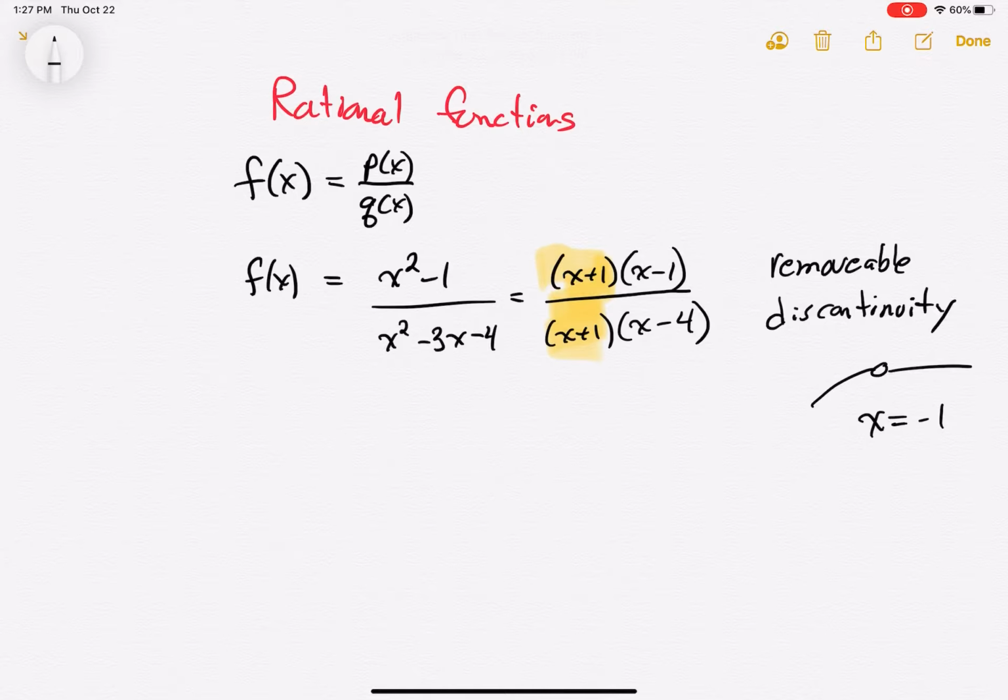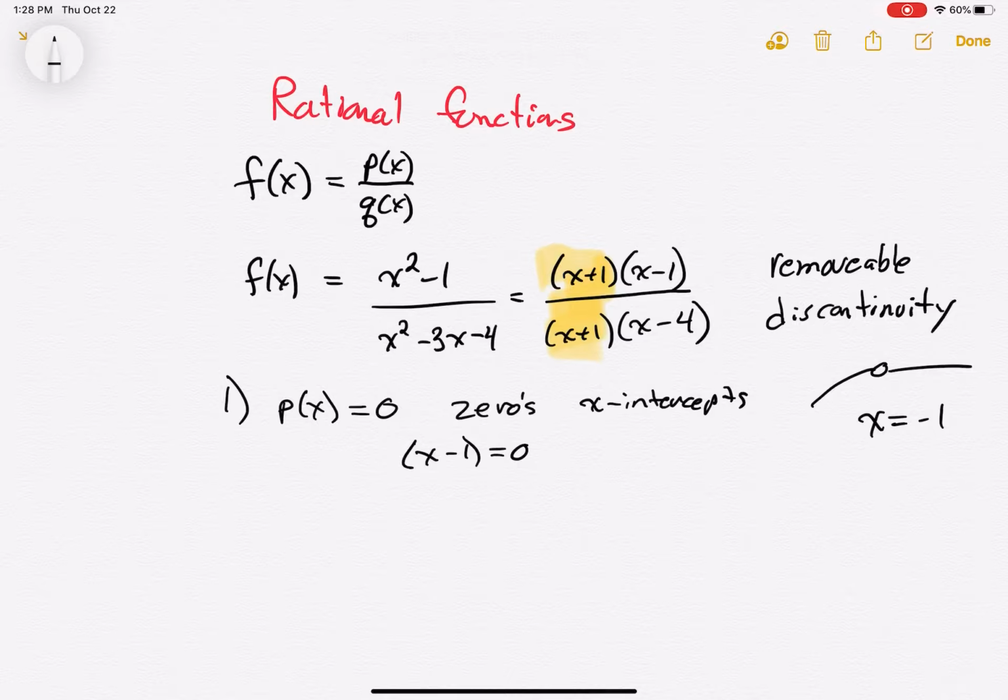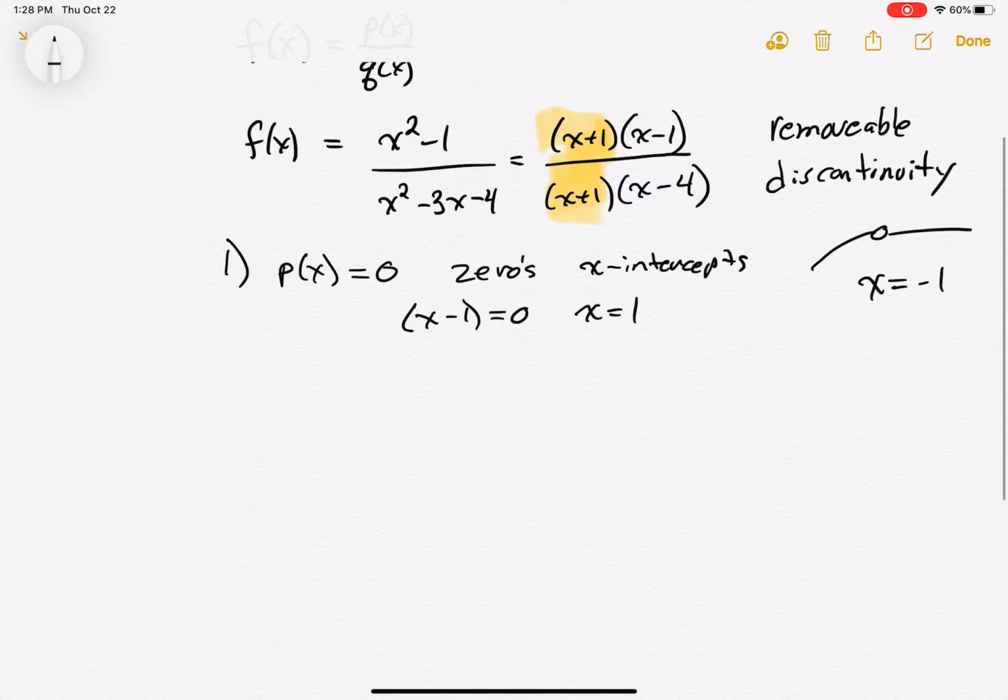All right, so first thing we want to do is set our numerator equal to 0. And that's going to find any zeros that we have, or our x-intercepts. So I'm going to set x minus 1 equal to 0, and I'm going to get x equals 1. So I'm going to have an x-intercept where x is equal to 1.